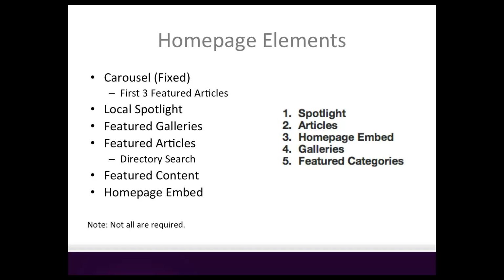So local spotlight is from the business directory. Featured gallery should be self-explanatory. Featured articles is the feed. It's what you've had for a long time, and the directory search that ties to that. Featured content is a new item we're going to talk about in the homepage embed as well. And these items can not only be present or not present, but they can be reordered. So I'll give you a few examples of those at the very end so you can see what that can look like. And again, it's meant to give you the ability to customize your look and feel.